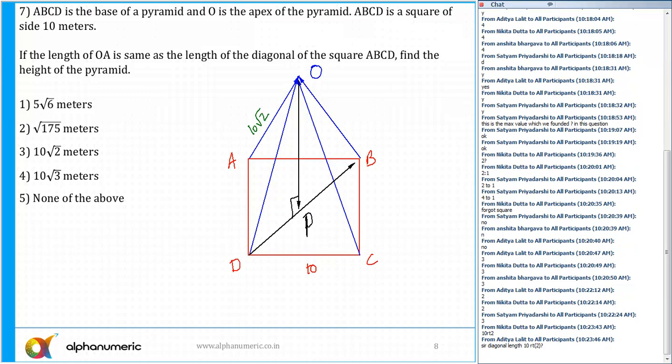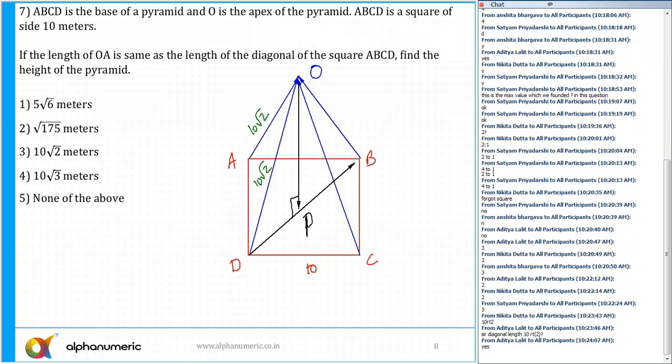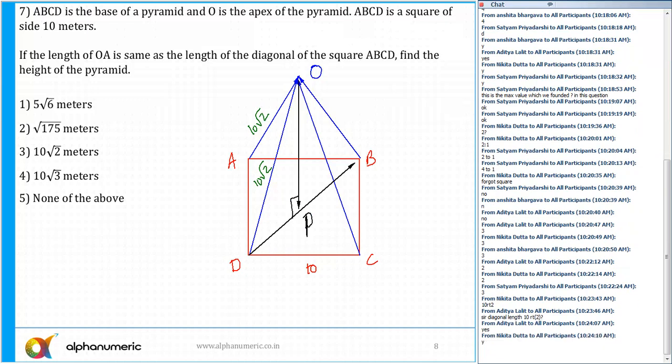So OD is also equal to 10 root 2. Yes or no? In a square pyramid, all of them will be equal: OA equal to OD equal to OB equal to OC. So DP is equal to how much? 5 root 2, half of the diagonal. So DP is equal to 5 root 2.